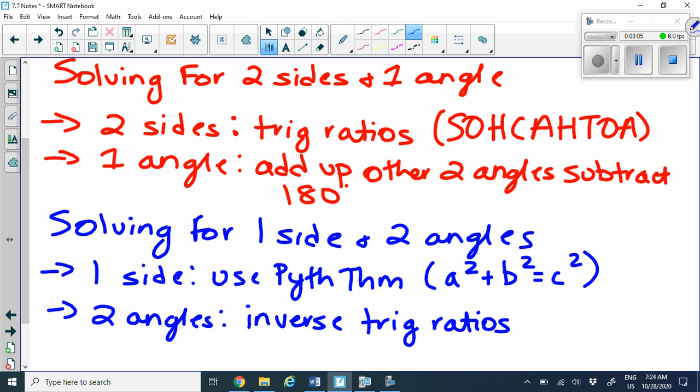Okay. So that's what we're going to do. Whenever we're solving for right triangles, we're going to figure out what we are solving for and then use those methods to solve. Okay, make sure you have this written down. Let's go and get to our first example.